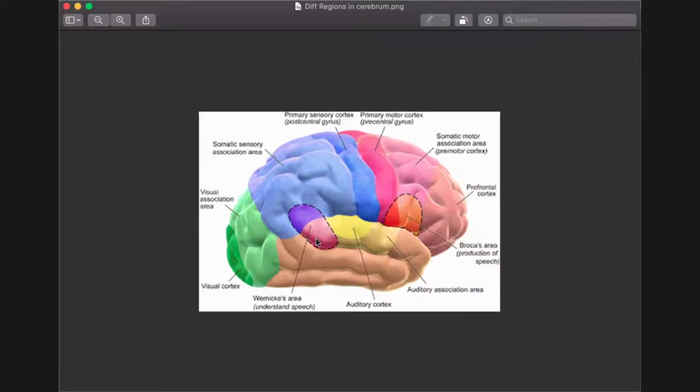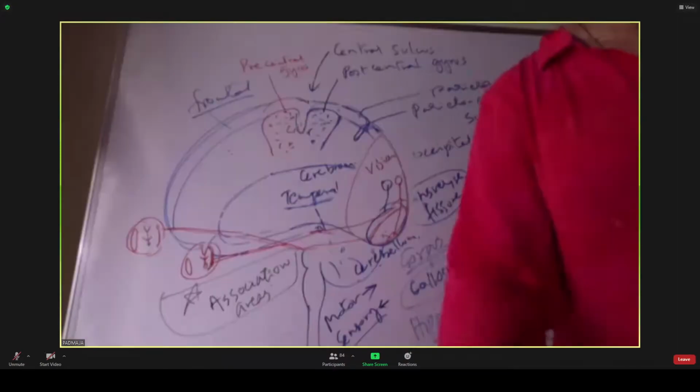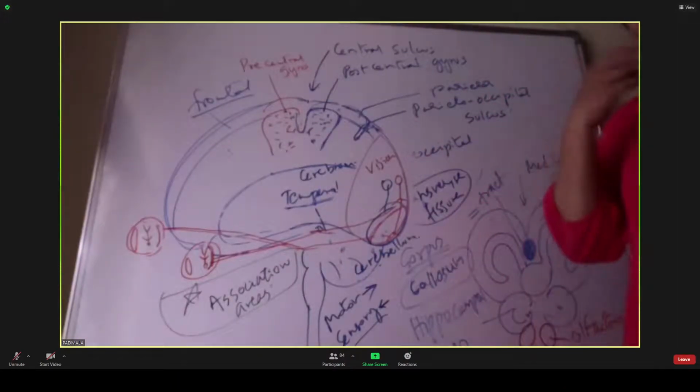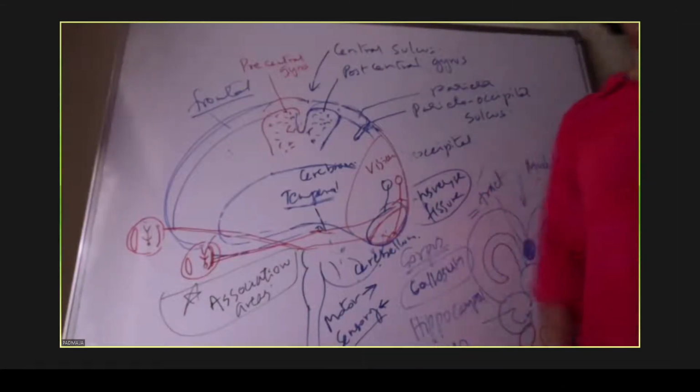So I'm going to post this diagram. Left temporal lobe, left only, careful. These areas are not seen on the right side, only the left side. This is your speech capacity, or language understanding.